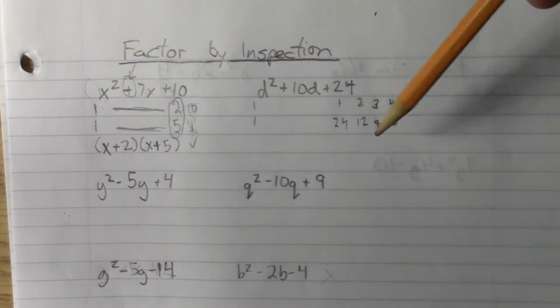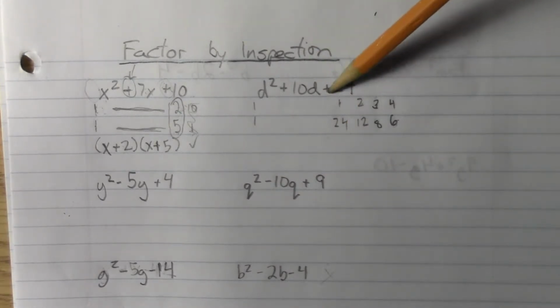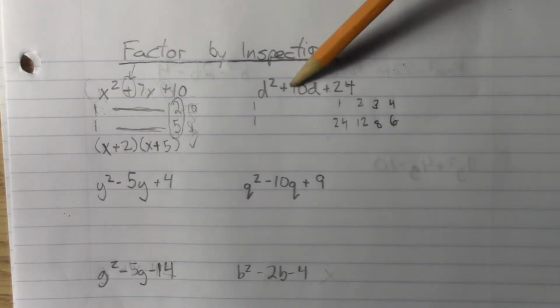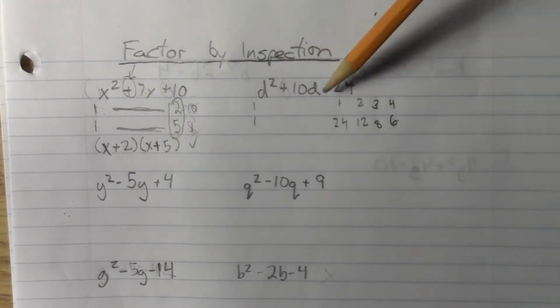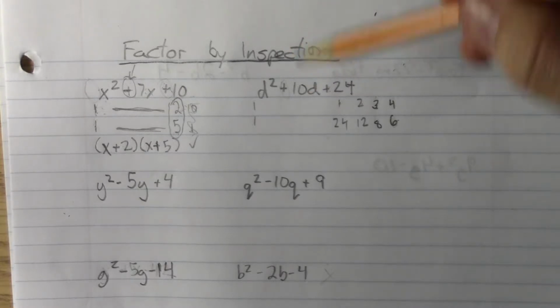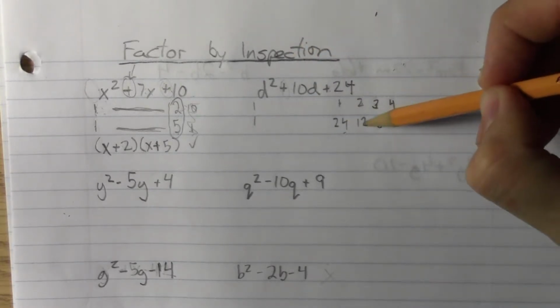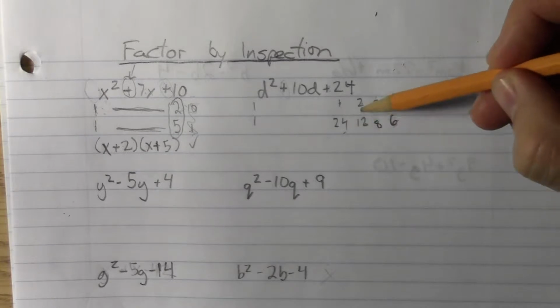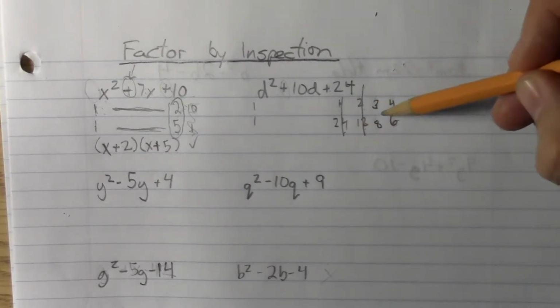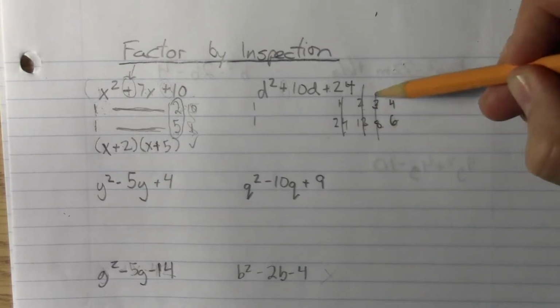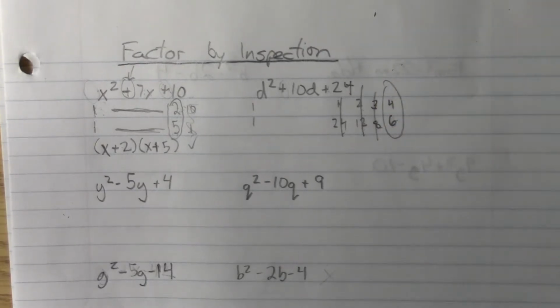Okay, so of these multiples now, I want two numbers, again, that add to give me 10. Don't worry about this sign yet. They're going to add to give me 10. So 1 and 24, no. 2 and 12, no. They don't add to give me 10. They subtract to give me 10. These are no good. These are no good. 3 and 8, nope. There's my numbers.